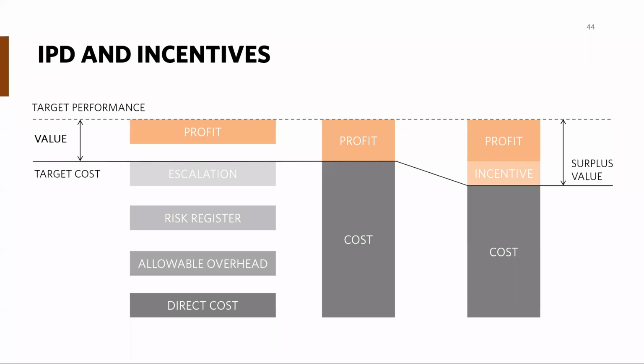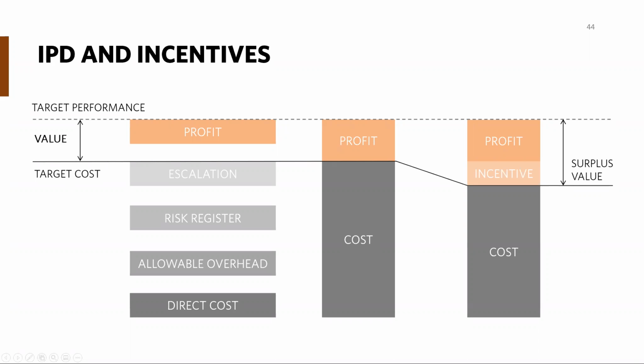And the financial structure of the IPD also promotes collaboration. In integrated project delivery, the target performance and target costs are set up at the planning and conceptual design phase by all the stakeholders based on the project goals and the client's budget. A profit margin is also identified, and then you see that value is overlaid on this diagram.